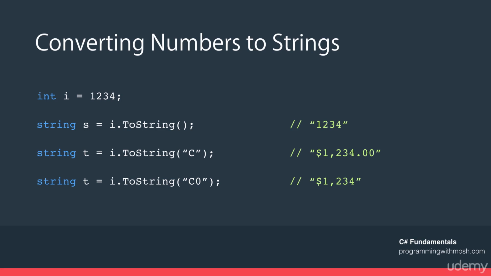So in the third line here, C is a format string, and that's short for currency. As you see in the example, when you format a number to currency, you get the $ sign, and every 3 digits are separated by a comma. And by default, when you format a number as currency, it's going to have 2 decimal places. If you don't want decimal places, you can use C0. Or if you want 1 decimal place, you can use C1.